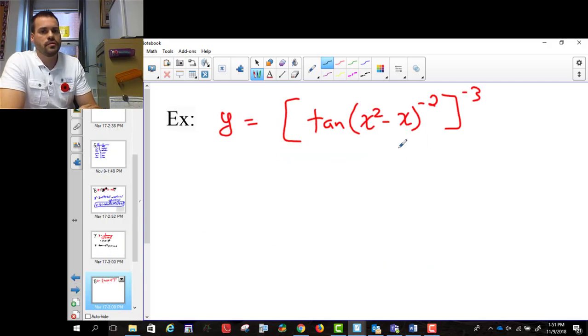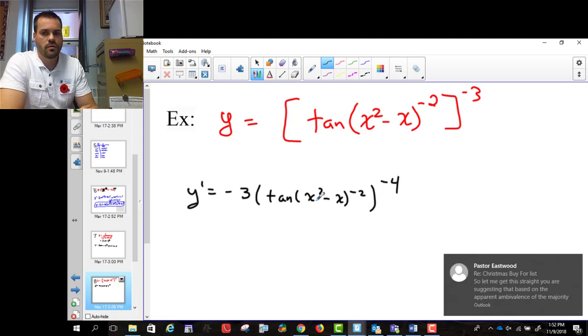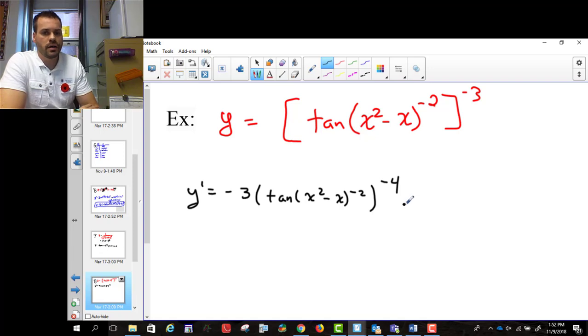Okay, with this one, well, power first, right? So we do this power first. We go minus 3 tan of x squared minus x to the minus 2, minus 4. Then we multiply by the derivative of what's inside. What's inside is a tangent. So the derivative of tangent is secant squared of whatever, so x squared minus x to the minus 2.